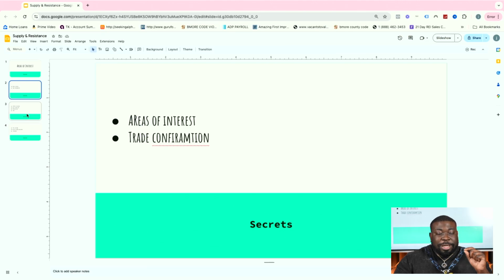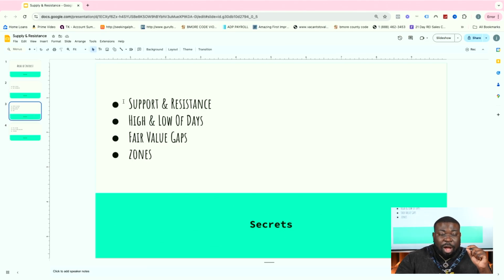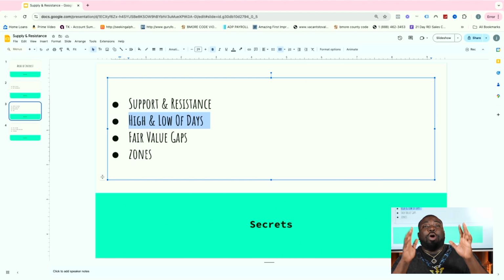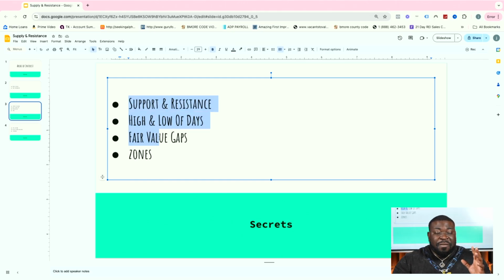So for example, areas of interest are support and resistance lines, supply and demand zones, high and low of days. If you don't know what high and low of days are, I literally just did a YouTube video about this. Go and check that out. Fair value gaps and supply and demand zones, those are our areas of interest. Just because the market and price comes to this area of interest does not mean you should take a trade.